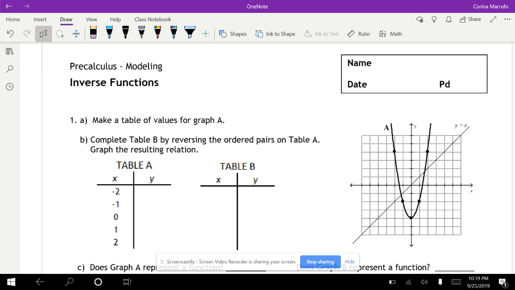All right, so we're going to go over inverse functions. Inverse functions is like trying to look for the opposite of a function. In our first example, we have this parabola. They have a table that we need to use as a guide. It has -2, -1, 0, 1, and 2, and we have our quadratic function here.